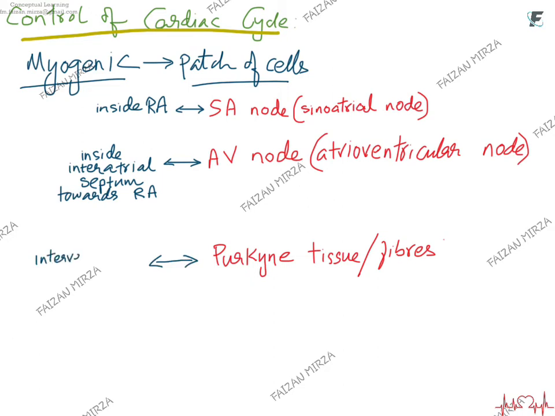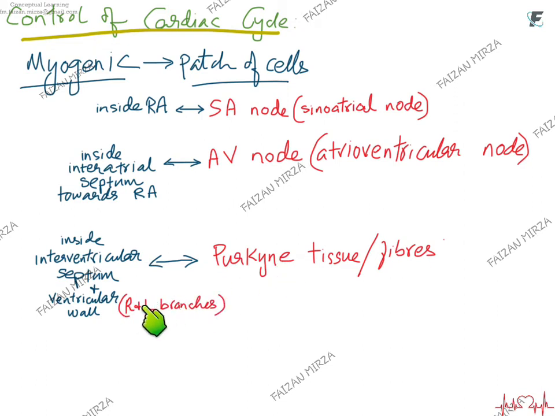And the Purkinje tissue, where is it located? It is present in the interventricular septum, which means the septum, the wall that separates the left ventricle from the right ventricle. This is where the Purkinje tissue is present, in the ventricular wall. So you have these regions, and at the ventricular region, the Purkinje tissue branches off into right and left branches.